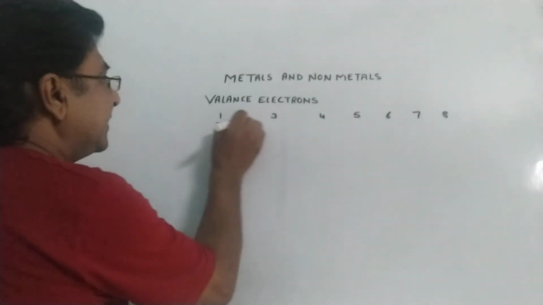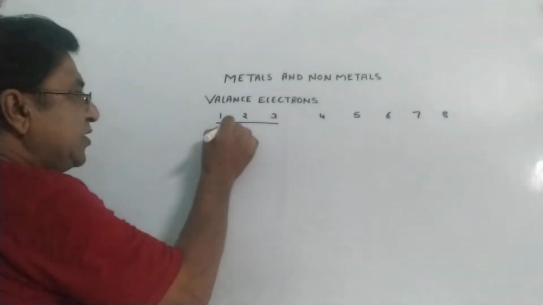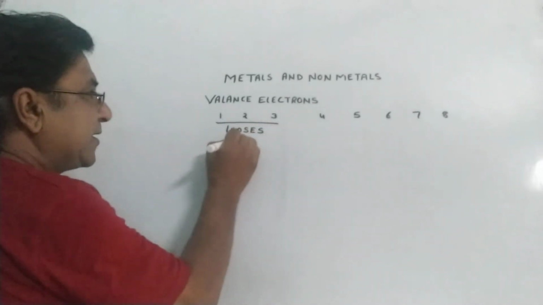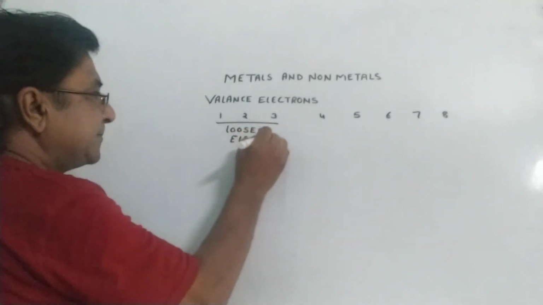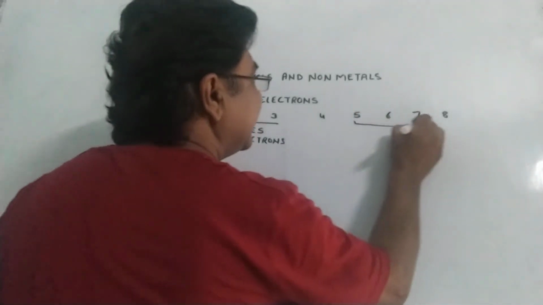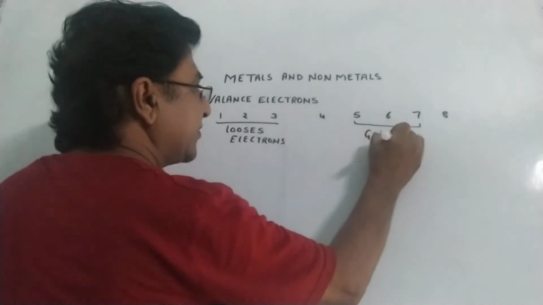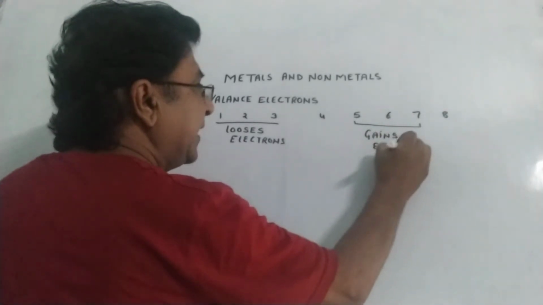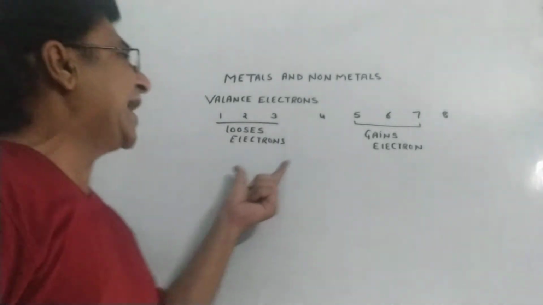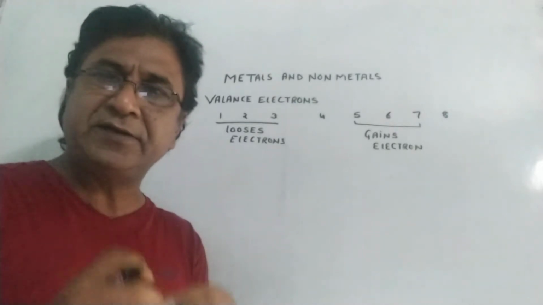1, 2, 3. These are the atoms of the element which loses electron. Right? 5, 6, 7. They gain the electron. The atoms of these elements gain electron. And what for are they losing and gaining? They are losing and gaining for basically getting the octet to complete.